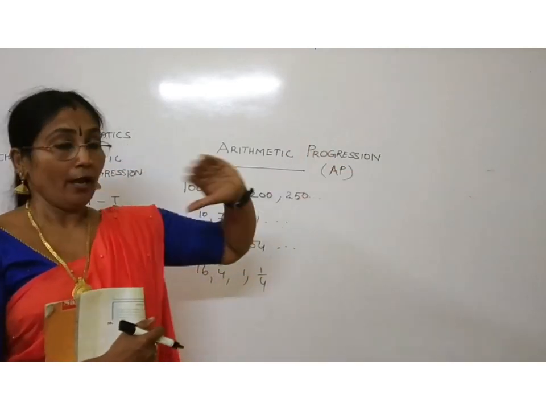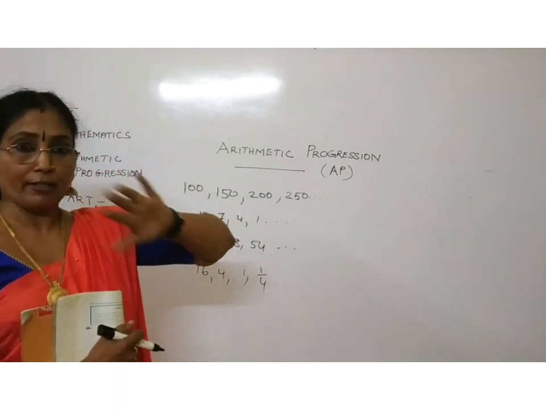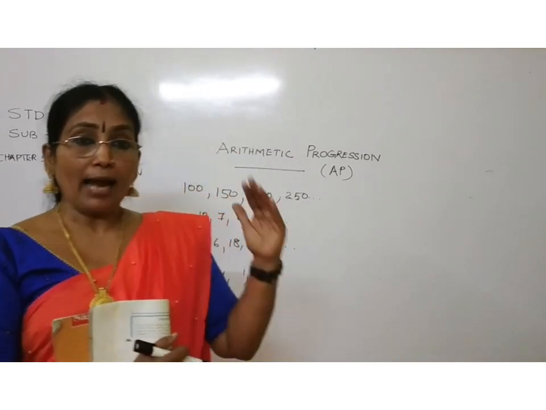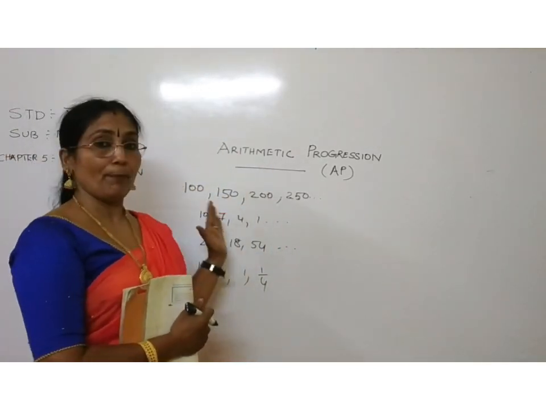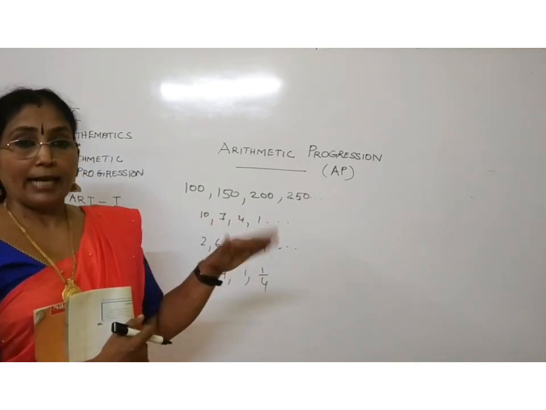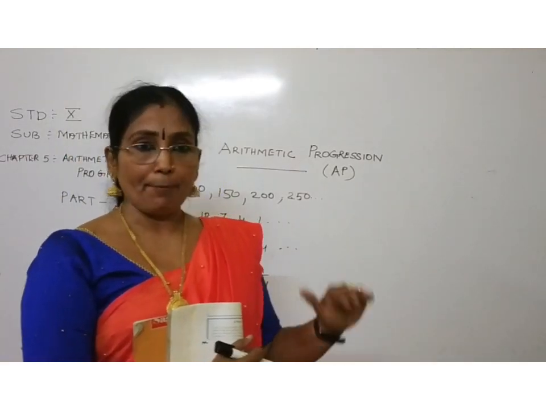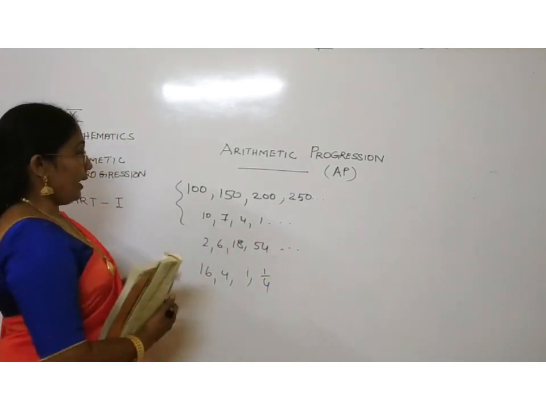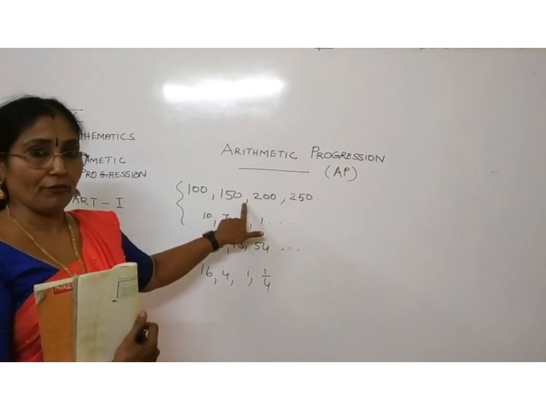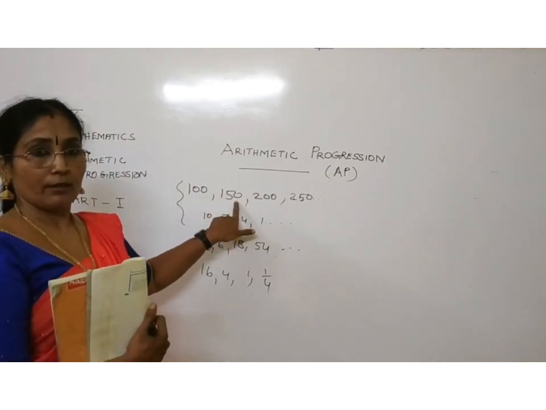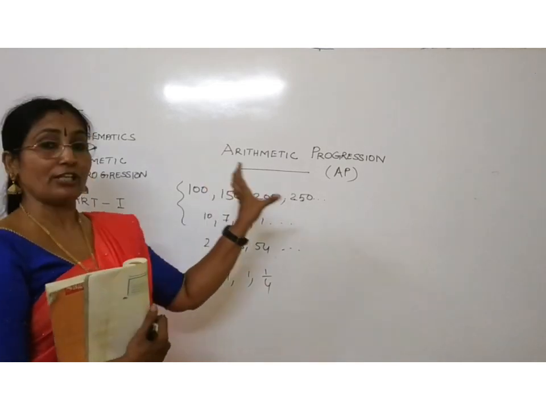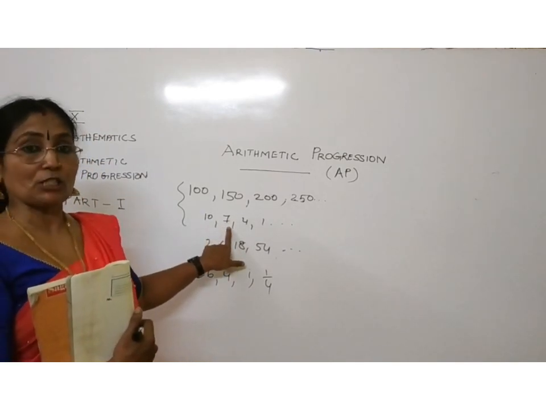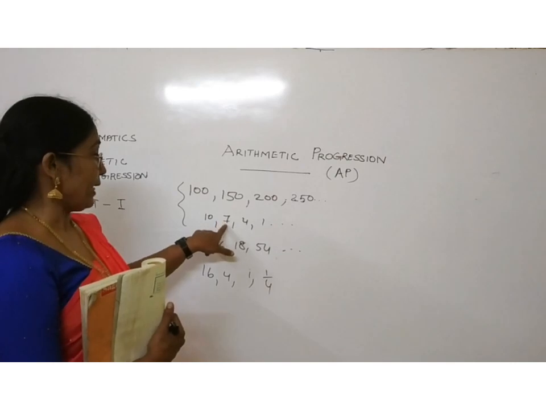Progression means series. It's a series of numbers, but the pattern should follow a rule. How should that pattern be? Every succeeding number should be obtained by adding a fixed number to the previous number. That number added can be positive, negative or 0. In 100, 150, to get 150 you add 50 to 100, so the fixed number, the difference, is plus 50. But in the case of 10 and 7, the fixed number is minus 3, because we have to get 7.